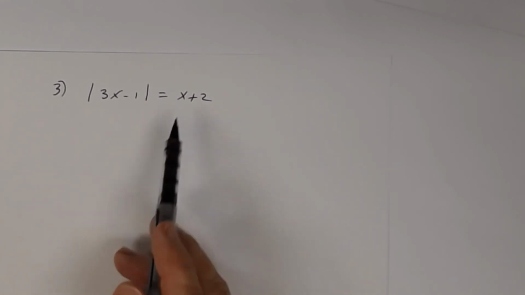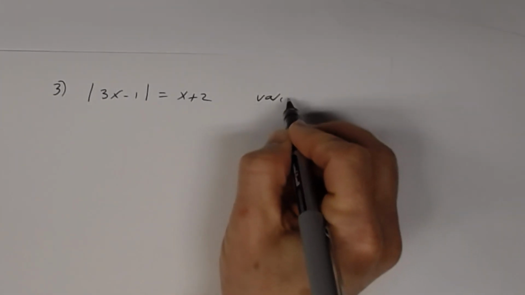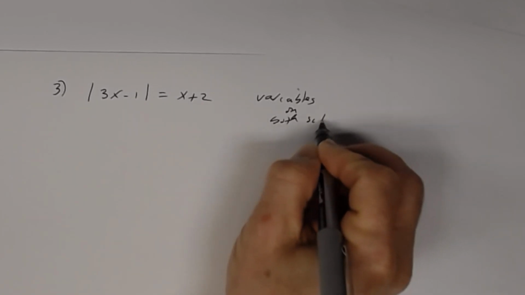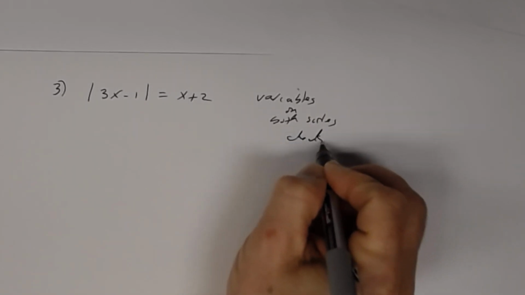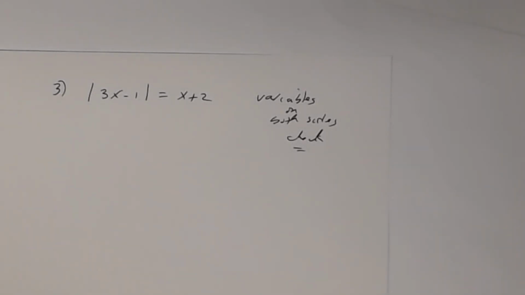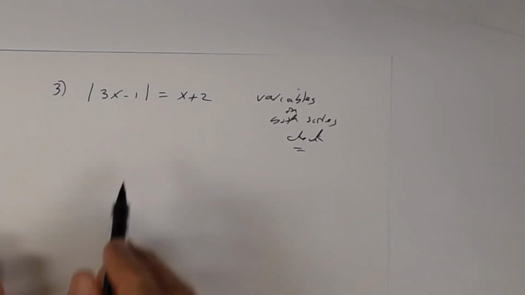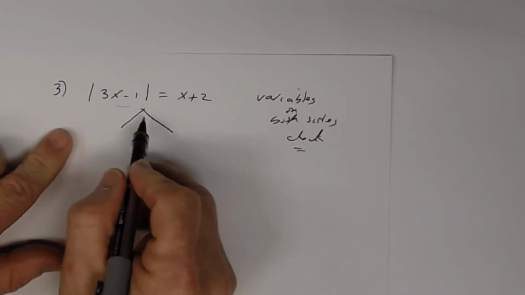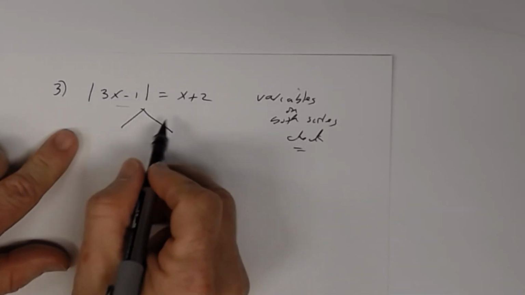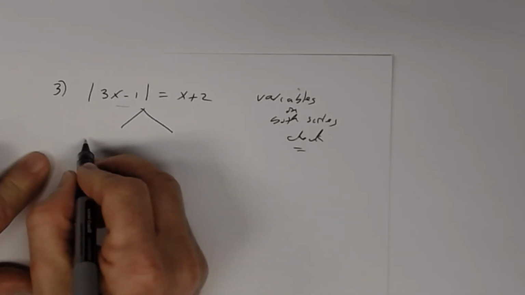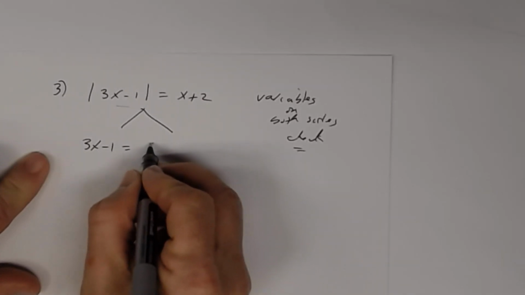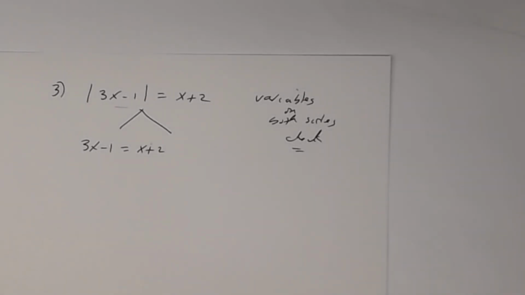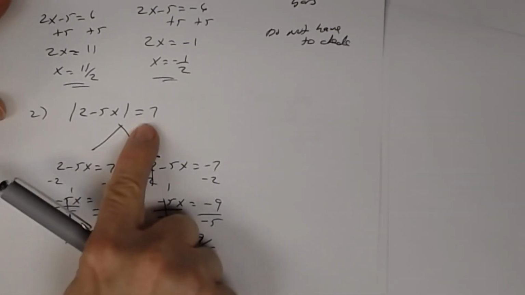Here, though, I have variables on both sides. So if there are variables on both sides, you need to check. Okay, so you have to check. All right, so you can do the same thing. So you're going to rewrite this. See, the absolute value is by itself. So this is the only one that has absolute value. So you're going to rewrite this without absolute value bars. So you're going to say 3x minus 1 equal x plus 2. So you see this, you rewrite, just like you did this one. So I just rewrote it.